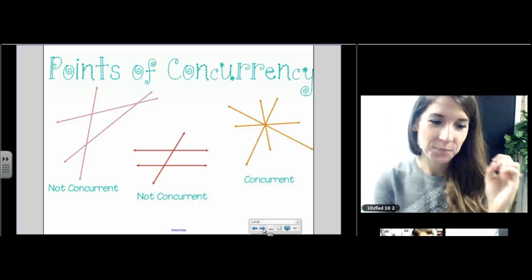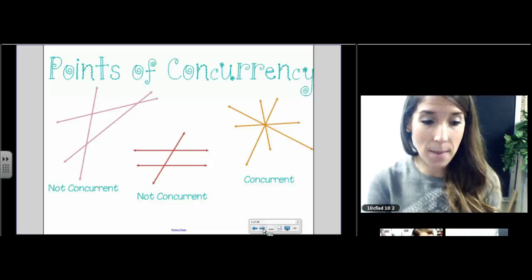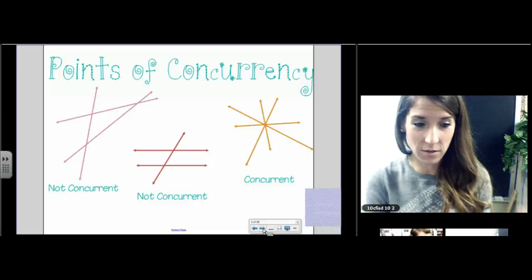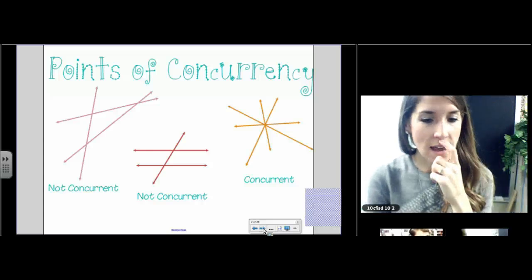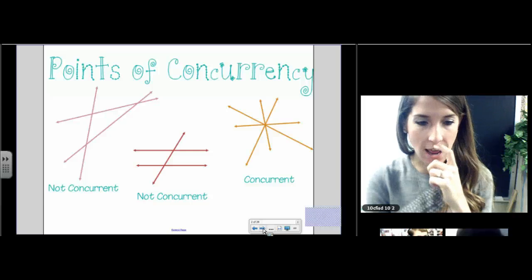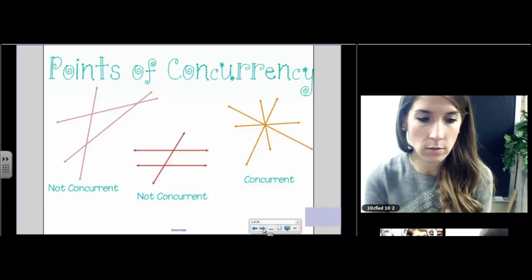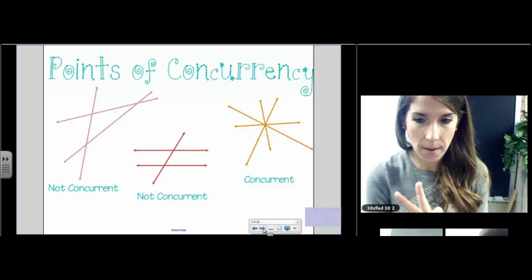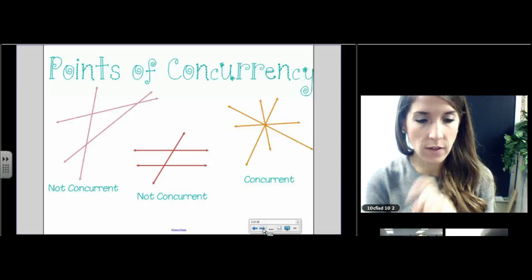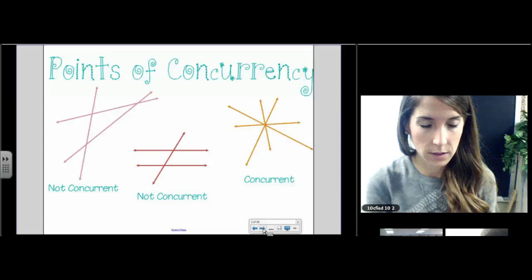So you need the patty paper that I sent over a long time ago. And I think everyone needs 2 pieces of patty paper for today. You'll need more tomorrow, but you need 2 sheets of patty paper today. So go get those if you do not already have those.